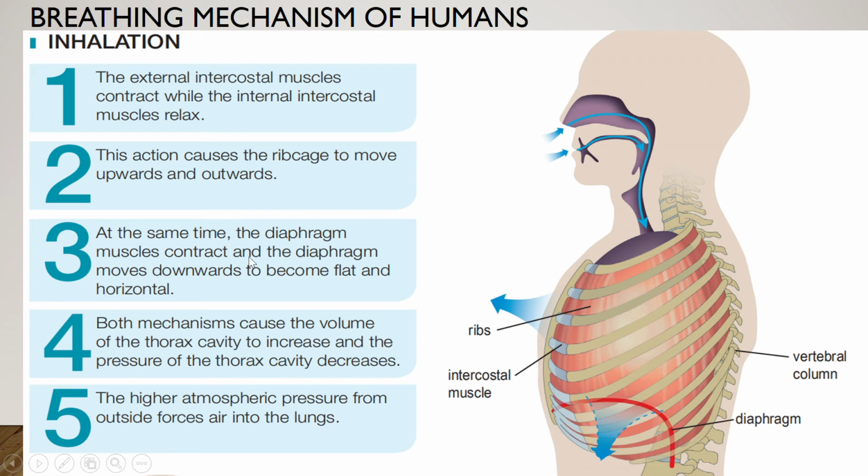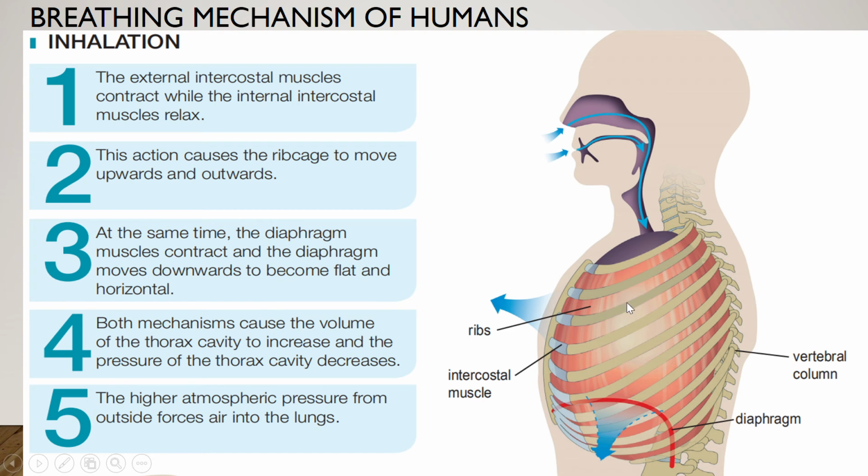At the same time, the diaphragm, you still remember this piece of muscle over here, will contract. When it contracts, this causes the diaphragm to move down. That means it flattens and becomes horizontal. So step 1 and step 2 cause the thoracic cavity to have a greater volume.